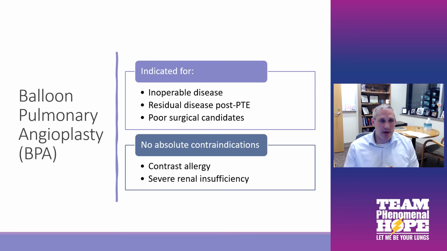And so you can use that for patients that have distal inoperable disease, or if they have disease that's left over after a surgery, or patients that are poor surgical candidates. I will say in some places, like in Japan, they don't really do the surgery. They do balloon pulmonary angioplasty for everyone. So whether that'll be a change we see over time or not, I'm not sure. We'll have to see how things evolve over time.